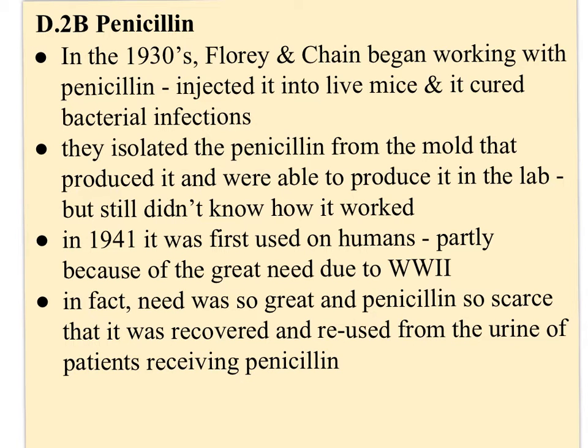So in the 1930s, Florey and Chain began working with the penicillin, injected it into live mice, and found it cured bacterial infections. They were able to isolate the penicillin from the mold that produced it, and they were able to produce it themselves in the lab, but they still didn't understand how it worked. In 1941, though, they went ahead and used it on the first humans, partly because of the huge need that was present due to World War II going on. In fact, the need was so great and penicillin was so scarce that it was actually recovered and reused from the urine of patients receiving penicillin, because up to 80% of the penicillin passed through their bodies without being metabolized.